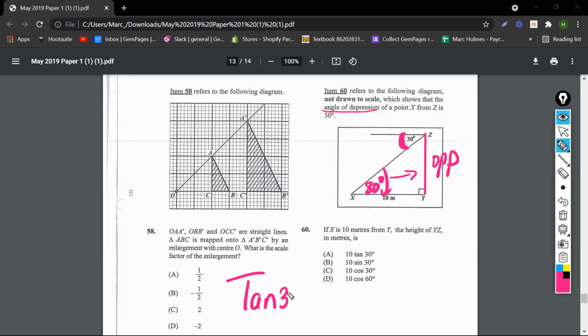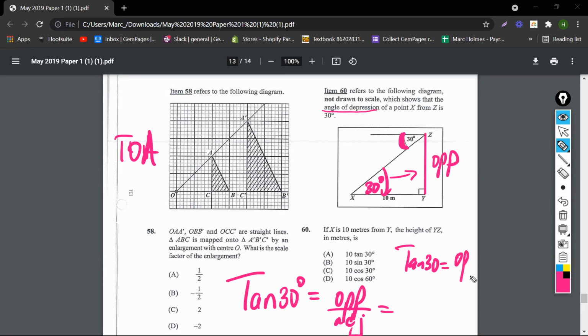the angle, tan 30 degrees is equal to, remember tan is TOA, T-O-A, which is opposite over adjacent, right? So if tan is equal to opposite over adjacent, this would mean that tan 30 is equal to the opposite side we don't know over the adjacent side down here, which is 10. So if I multiply both sides by 10, I should get my answer. And the opposite side is equal to 10 tan 30. So my answer is A.